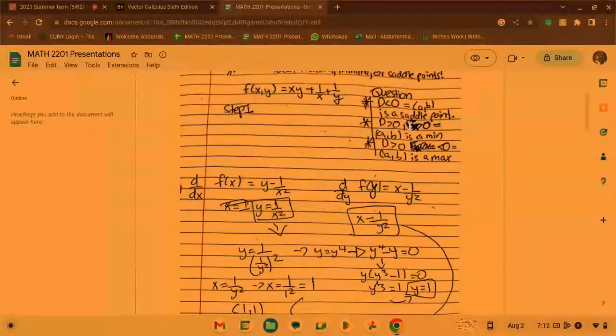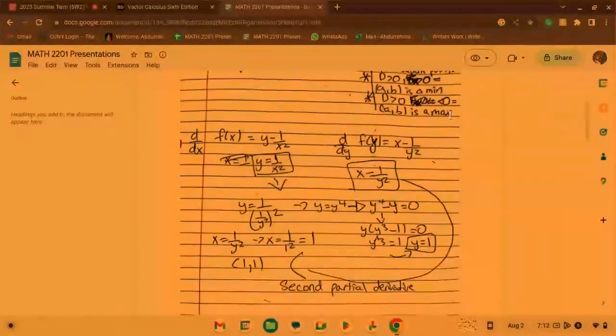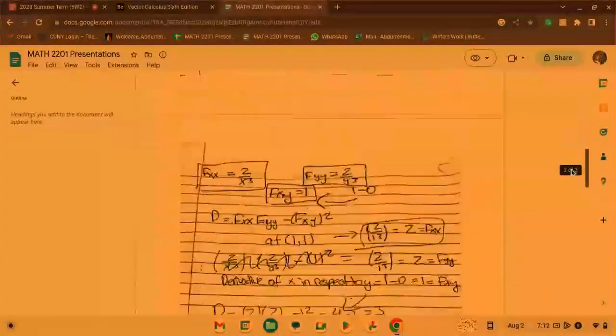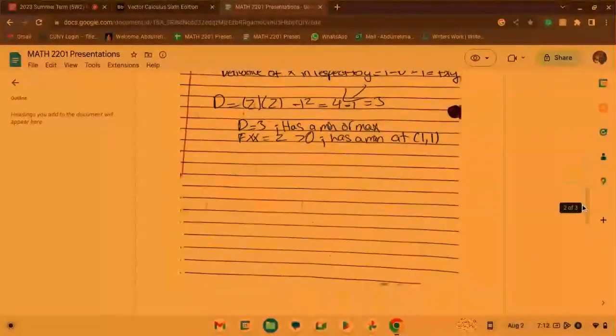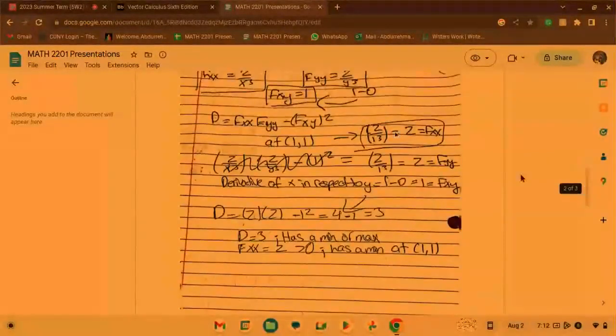So, and then further on, this is f_xx. This is the second partial derivative in terms of x. So if that's greater than 0, it's a minimum, 100%. If it's less than 0, it's a max. So now we go put the values into the formula.